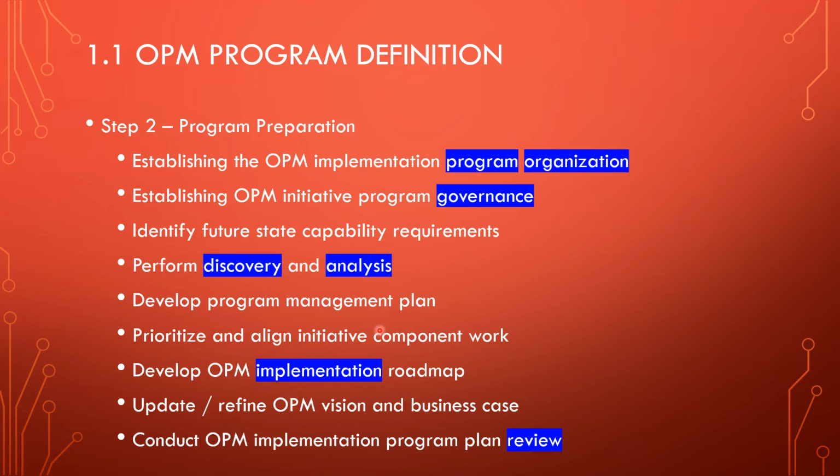You need to perform the discovery and analysis. You need to develop a program management plan. Since you are running this as a program, you need to have a program management plan, and as per the plan, you have to have a number of components in it, and you have to prioritize and align the initiative component works. And you can develop the OPM implementation roadmap. Very, very important one. As part of a program definition, you need to have an implementation roadmap, right? What are the ways we're going to implement it, how we're going to implement it, who is going to implement it, and when are things going to happen. All those will be available in the implementation roadmap.